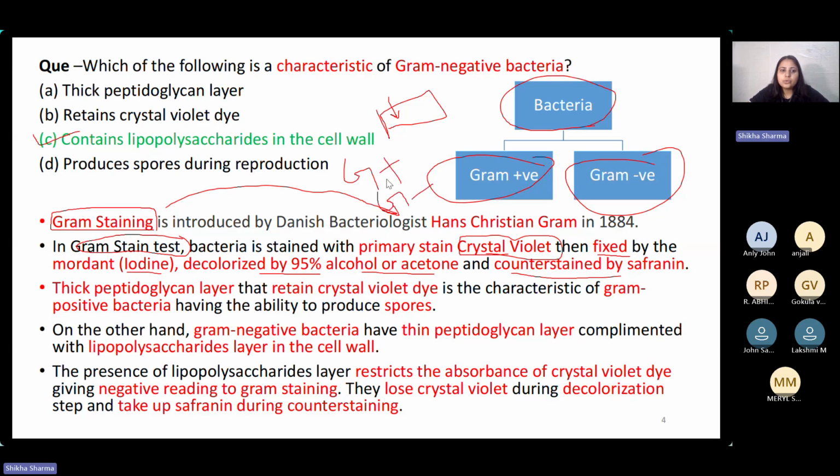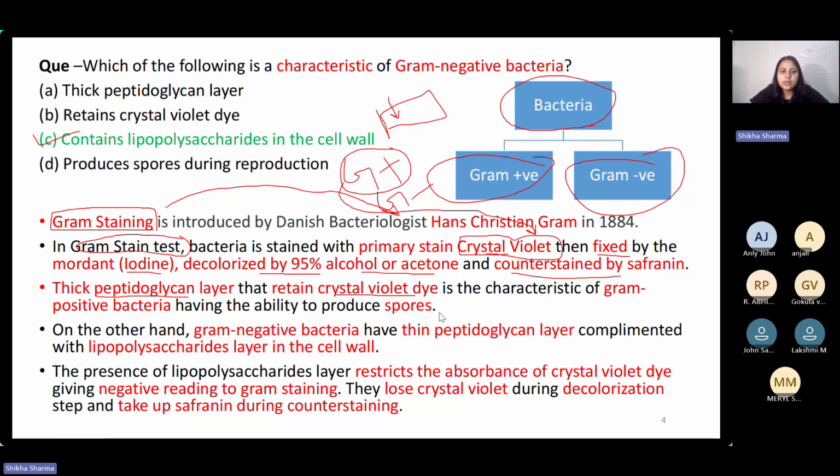Gram-positive bacteria have a thick peptidoglycan layer, so they retain the crystal violet dye, and that's why they have a purplish or violet color. Because of this thick peptidoglycan layer, they can retain the primary stain, which is the crystal violet stain.